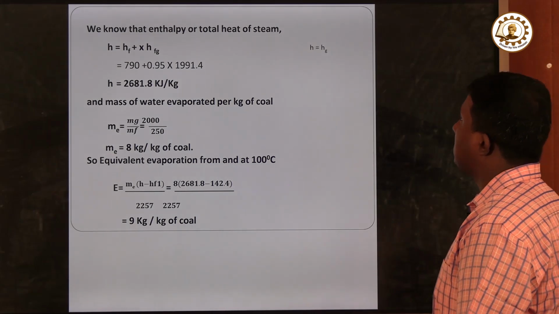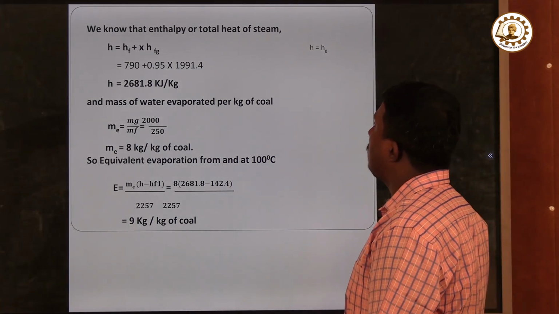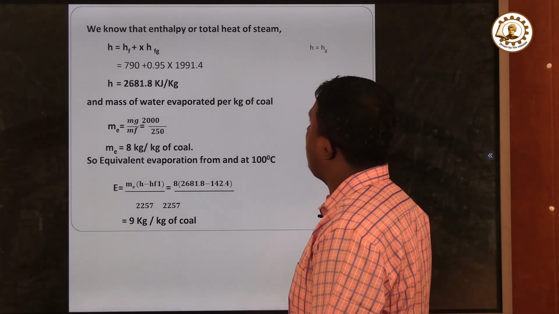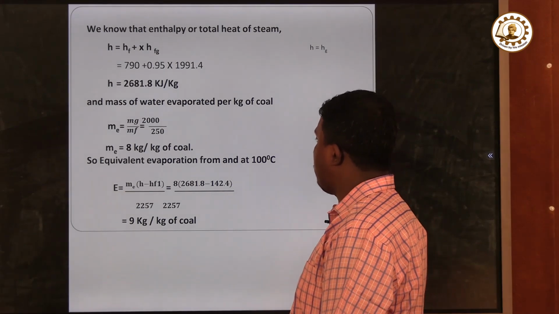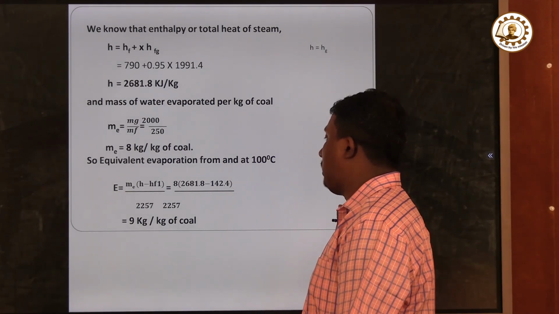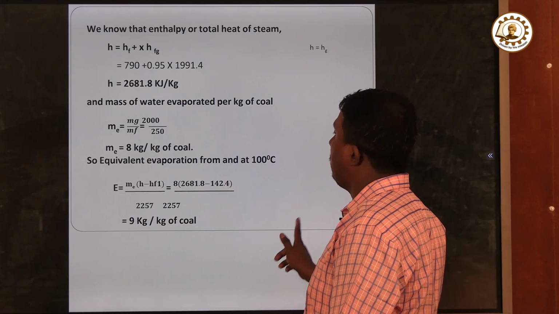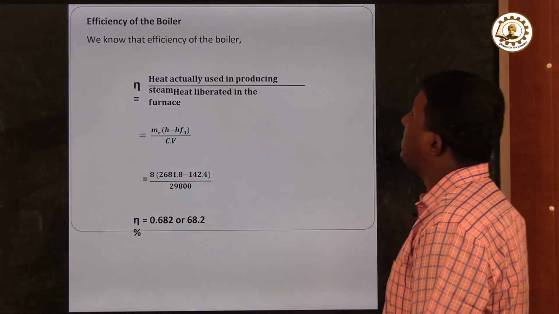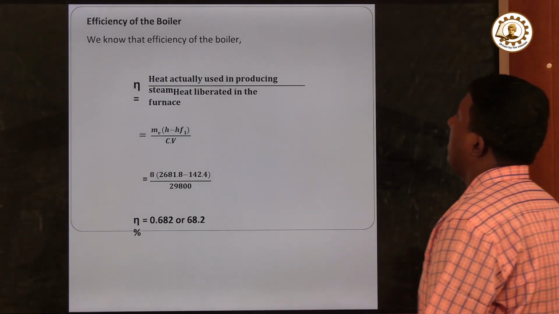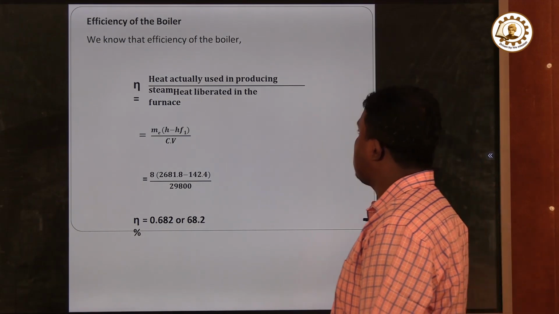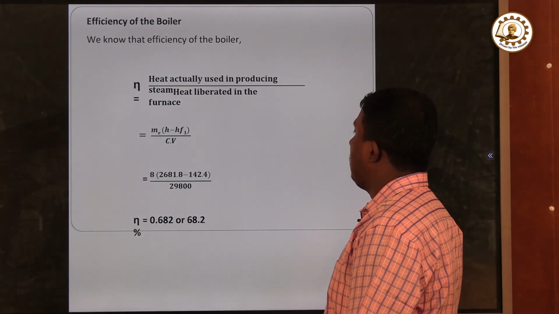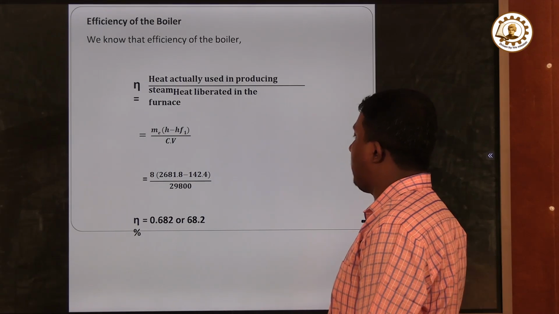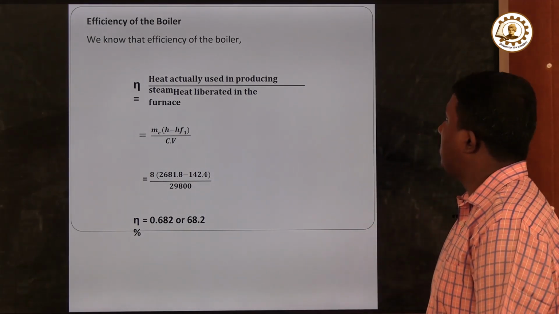That gives an enthalpy value of 2681.8 kilojoule per kg, and the value of the equivalent evaporation comes to 9 kg per kg of coal. Finding the efficiency of the boiler by using the mathematical expression for boiler efficiency, the efficiency will come around 68.2.